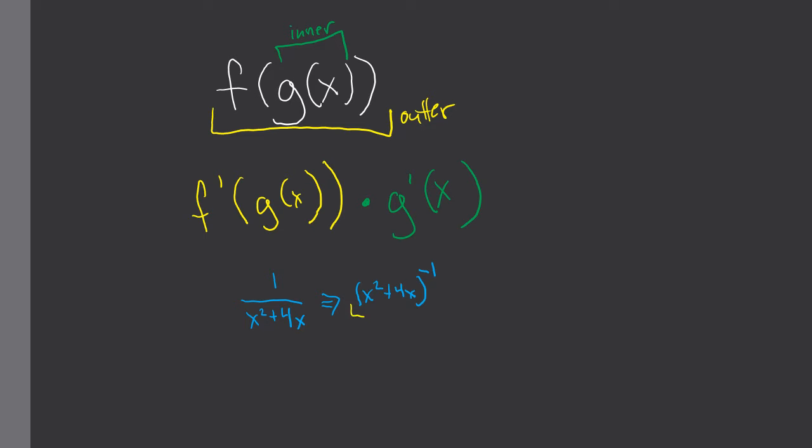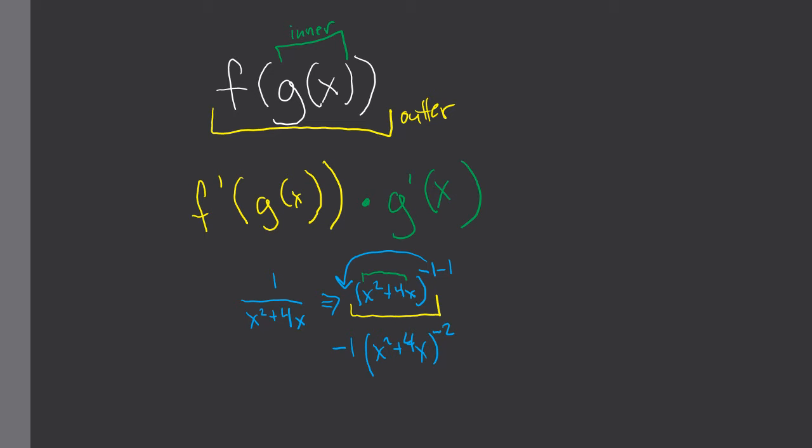So this is our outer function, the parentheses all to the negative 1. Our inner function is our x squared plus 4x. So what we do is we take the derivative of the outside function, we use the power rule, bring the negative 1 down, and subtract 1. That gives us negative 1 times x squared plus 4x, and negative 1 minus 1 is negative 2.